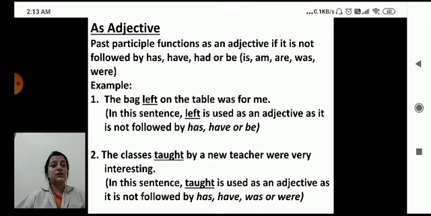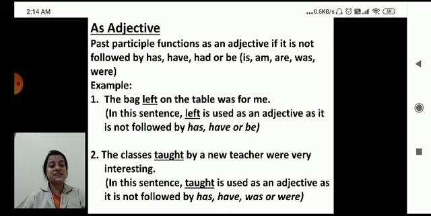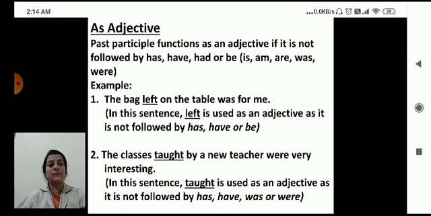But if it is not followed by has, have, had, or be, in that case it will be used as an adjective. So you can see here I have used the same words, left and taught, for verb as well as for adjective, right? But as here these are followed by has and were, these are used as a verb. But here you can see that there is no has, have, had, or was, were before left and taught, so these are used as an adjective.